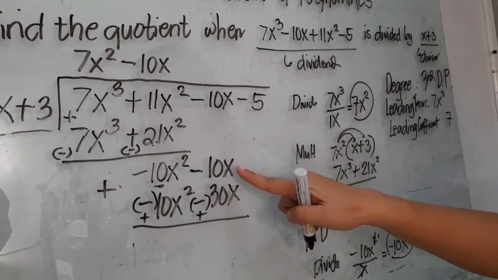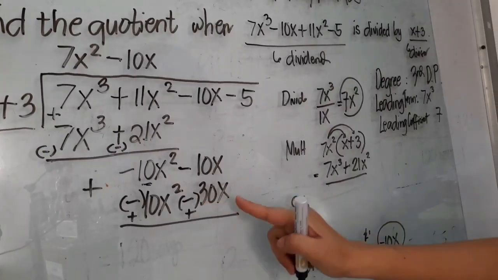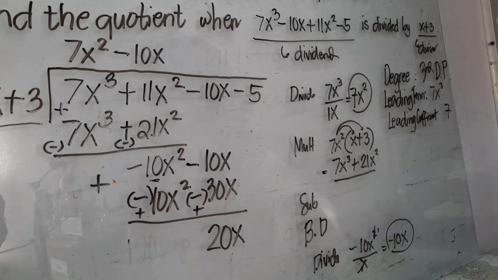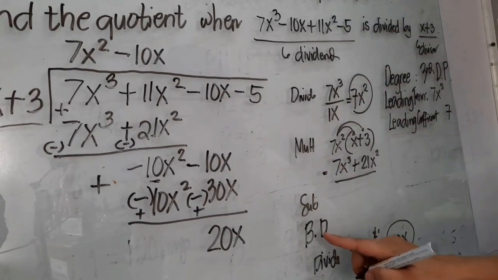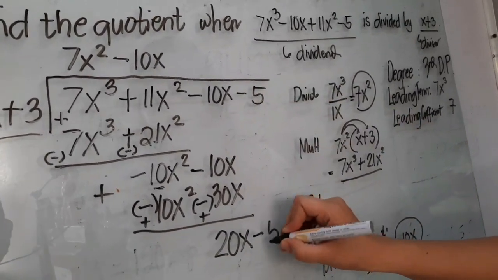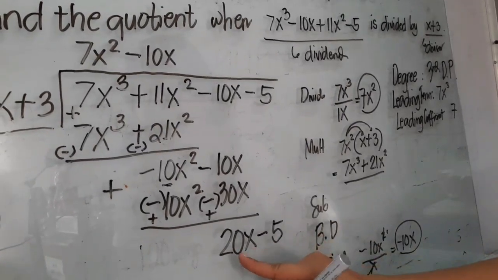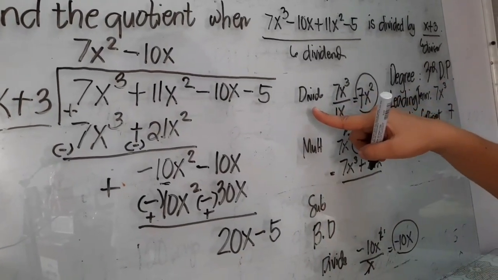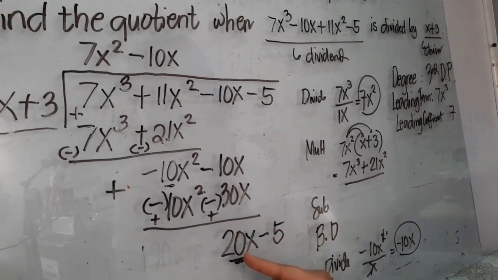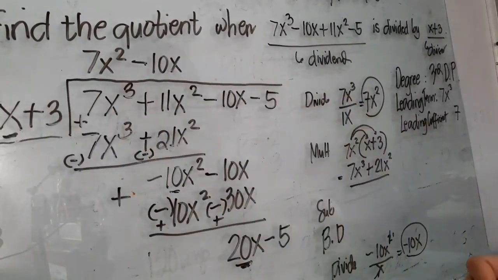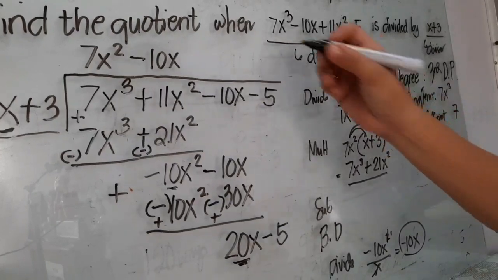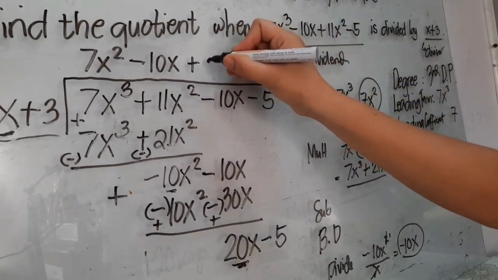Negative 10x plus positive 30x. Answer is yes, 20x. After that, we are going to bring down. Bring down negative 5. Going back again to our step, we have divide. So, first step again, first term of our dividend divided by again by first term of our divisor. So, 20x divided by x, answer is absolutely, it's positive 20.